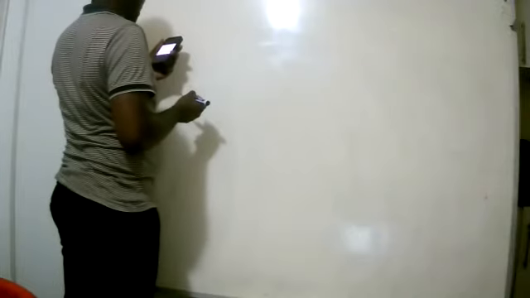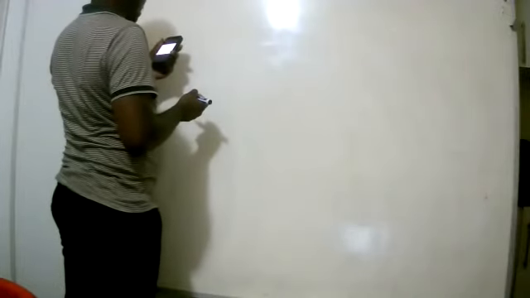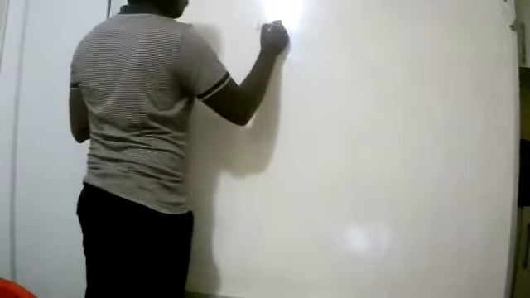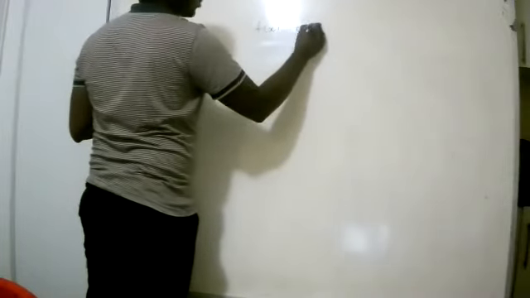So this question says, in the diagram below, the graph of f of x is equal to ax squared. Can any one of you tell me what kind of function that is?